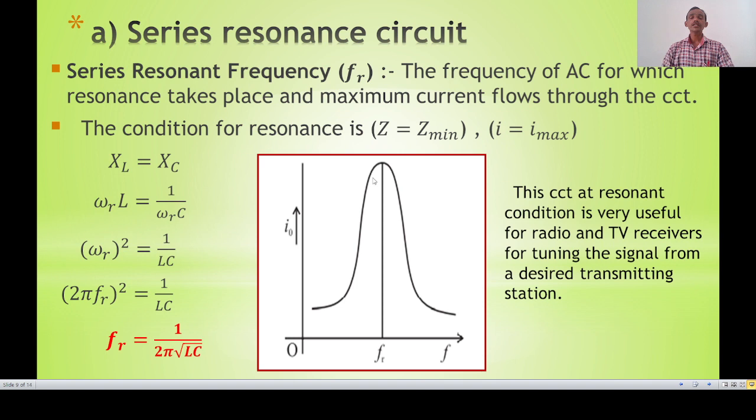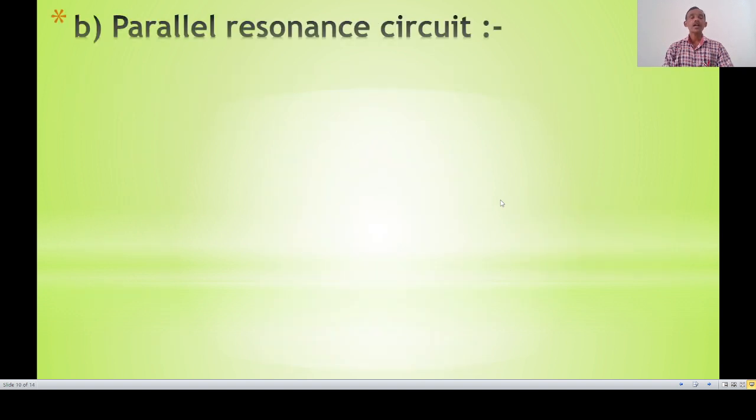Now, this series resonance circuit at resonant condition is very useful for radio and TV receivers for tuning the signal from the desired transmitting station. That is, for tuning the TV or the radio, we can use the series resonance circuit. Now, we can discuss another resonance circuit, that is the parallel resonance circuit.